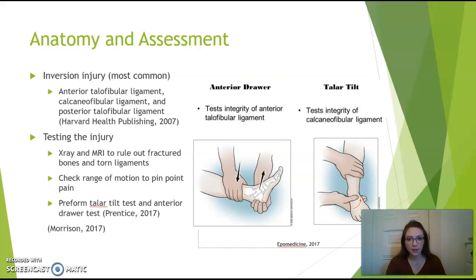Then for testing it on the field, you want to do the anterior drawer test and the Talar tilt test. These test for different ligaments, and will help us figure out if the ankle was sprained and the severity of the sprain. Depending on how bad it is, it is recommended that an X-ray and an MRI be taken to make sure that there are no fractured bones and no torn ligaments.